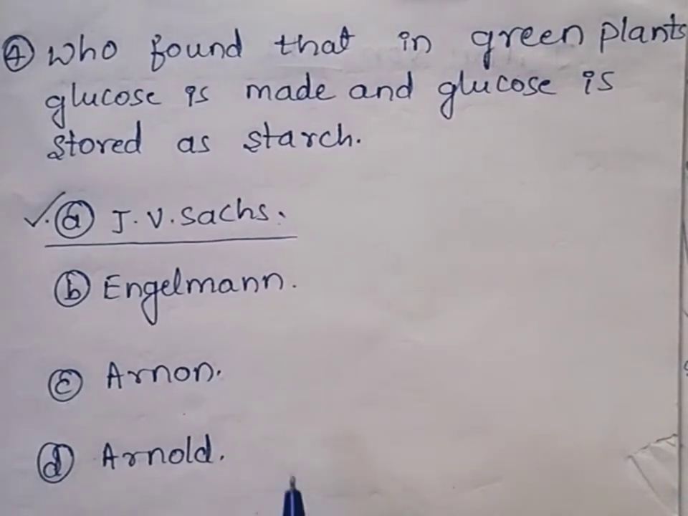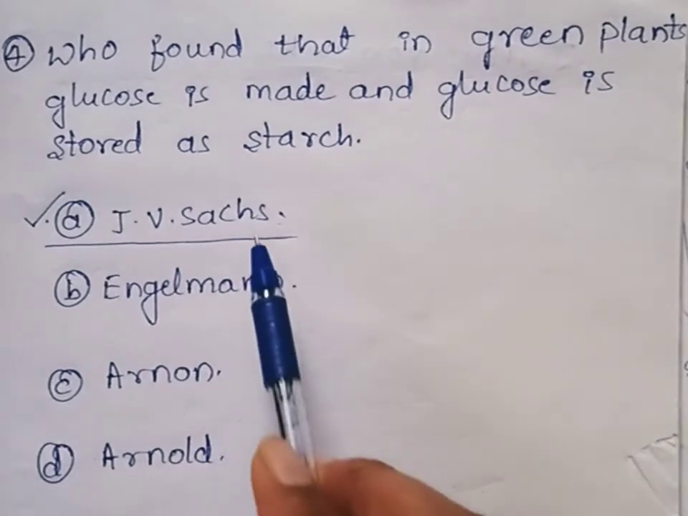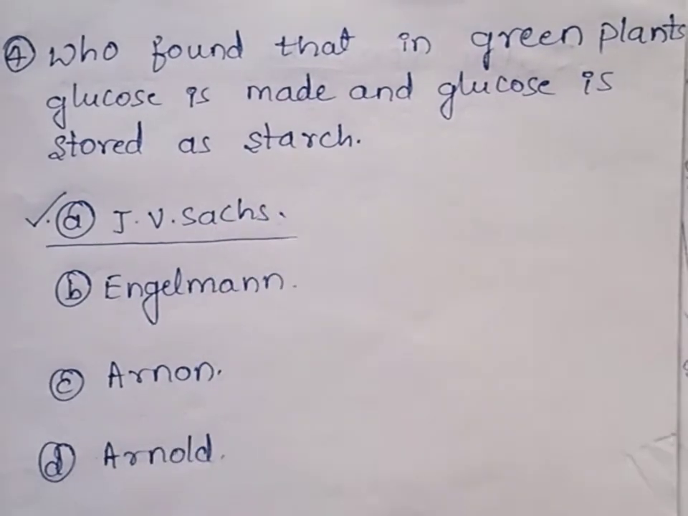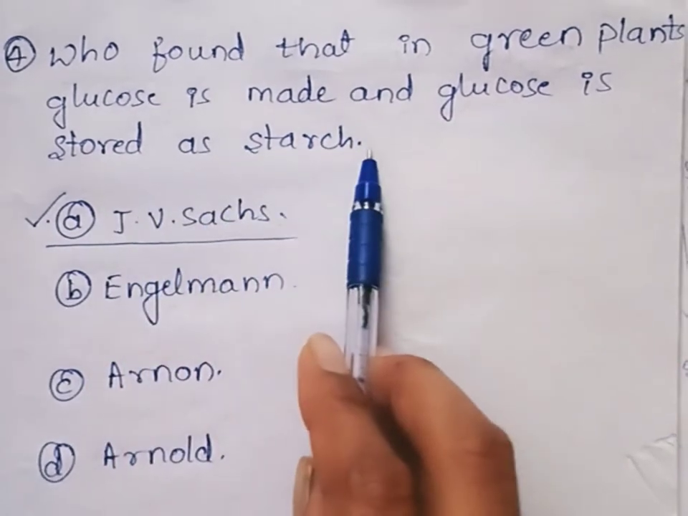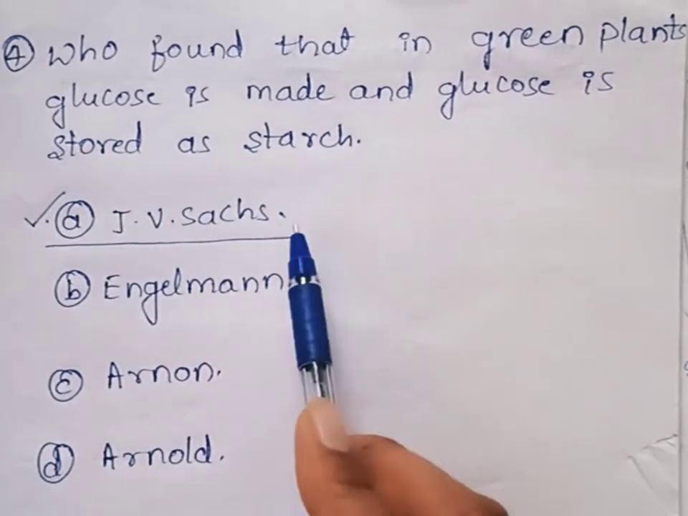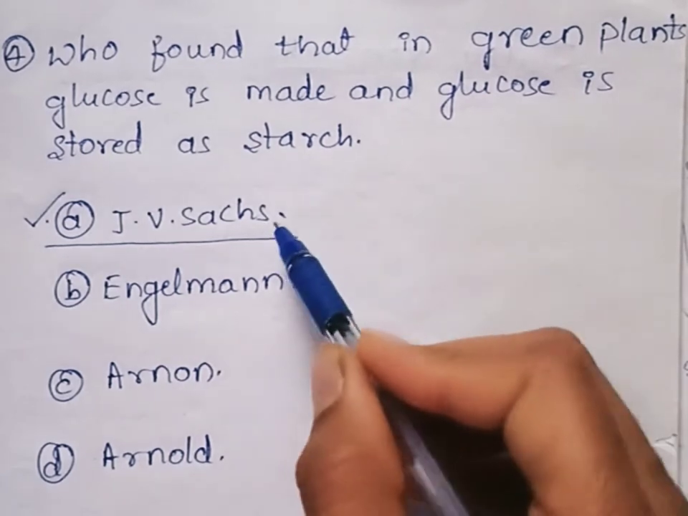So here in that options, the first one is the right answer. That is, glucose is made and glucose is stored as a starch. So this summary was given by Sachs. So that's why this one is the correct answer.